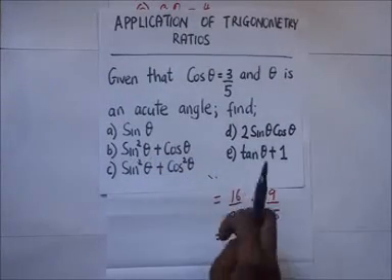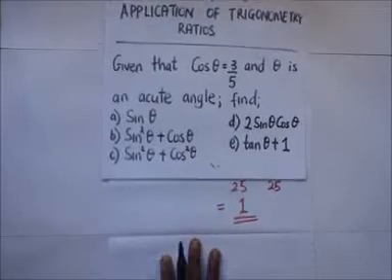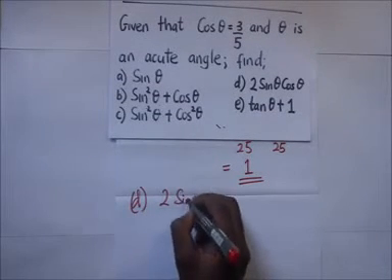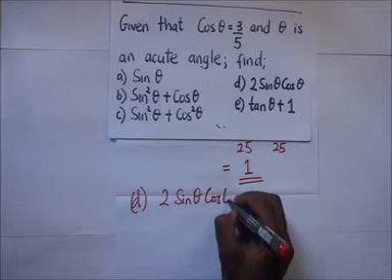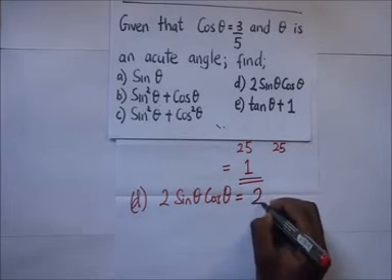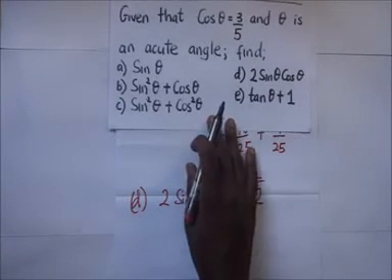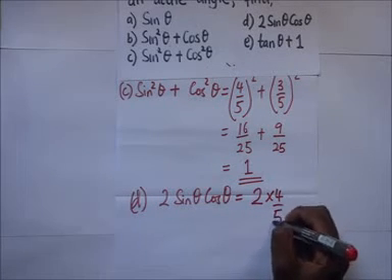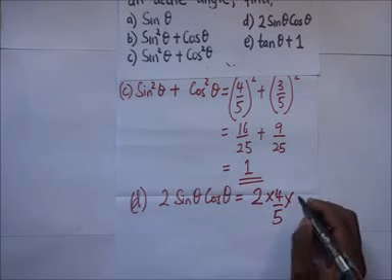So part D, same story, we're just simply going to substitute in those. So our part D is 2 sine theta cos theta, which is going to be equal to 2 times sine theta, our sine theta already gotten as 4 over 5, times 4 over 5 times cos theta. Our cos theta is 3 over 5.